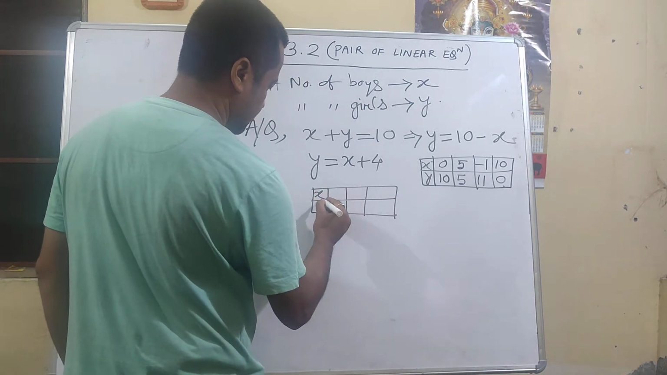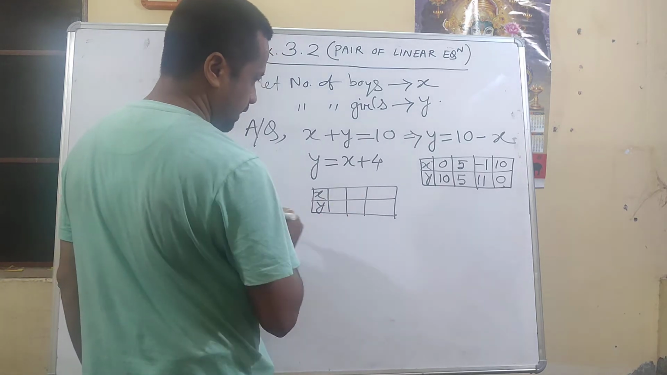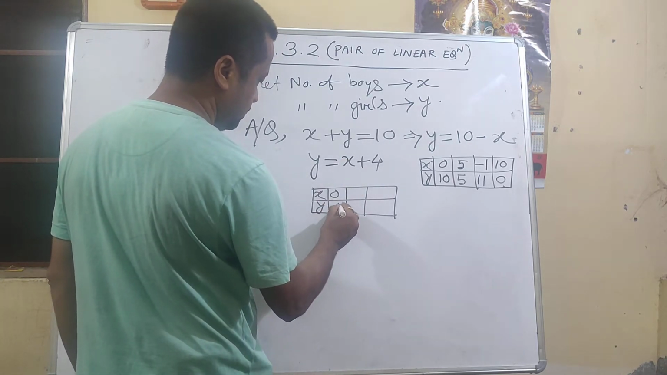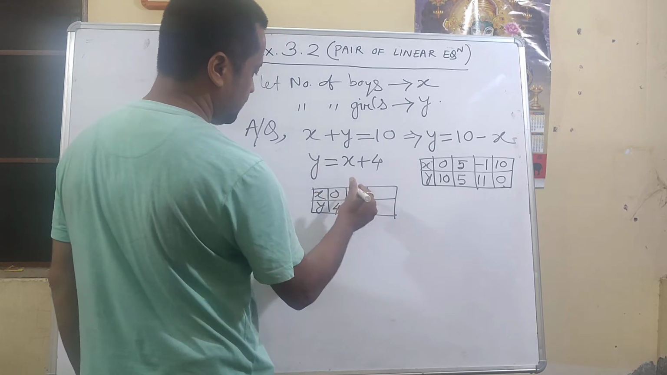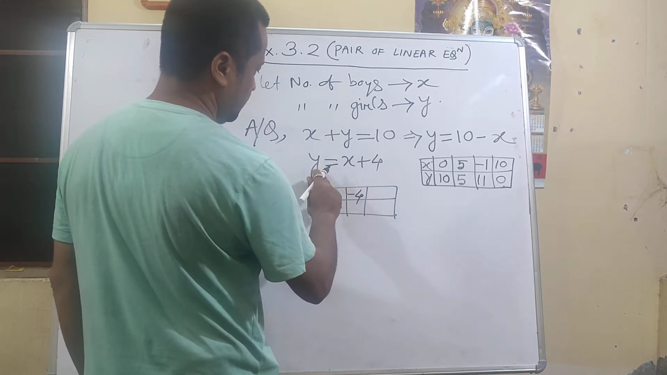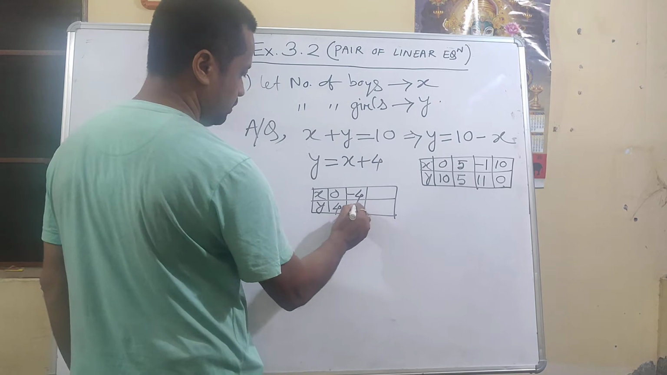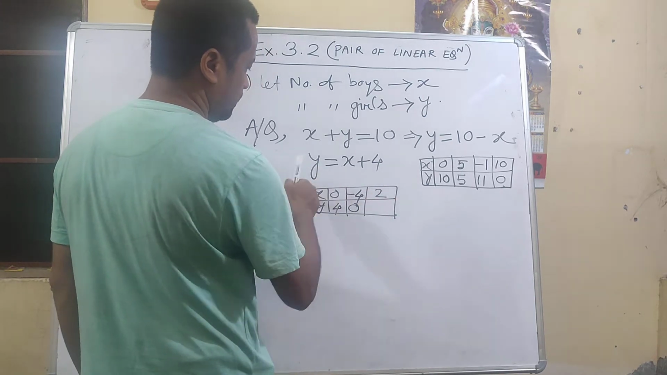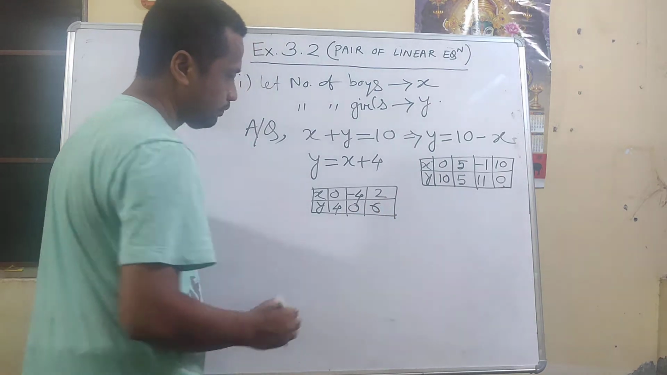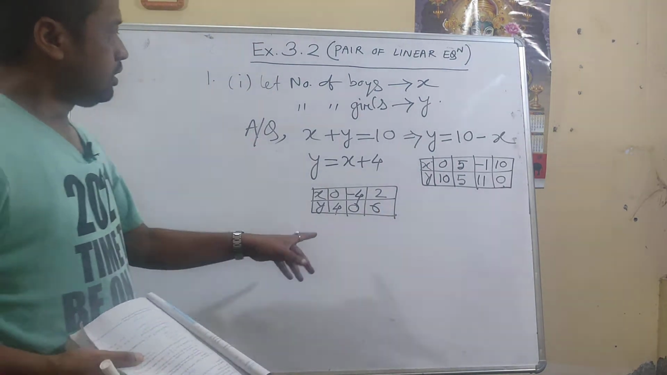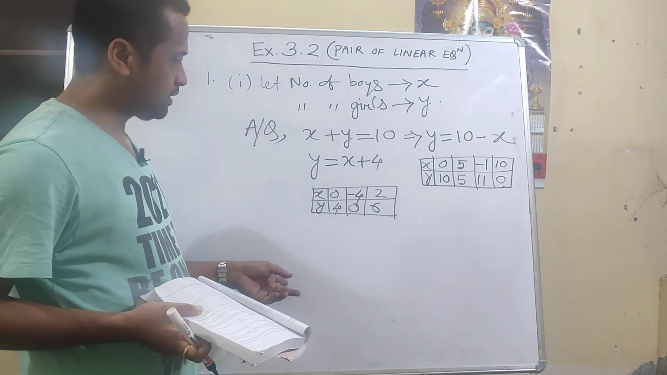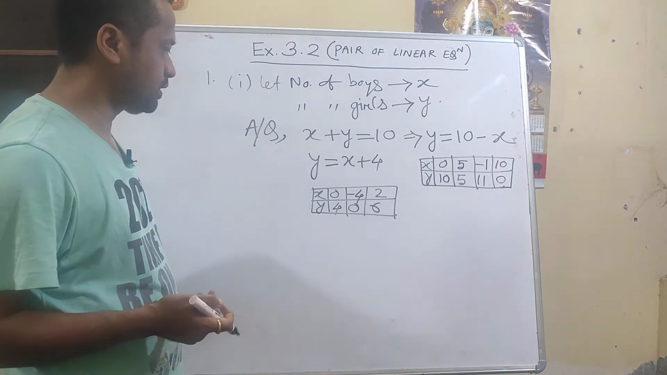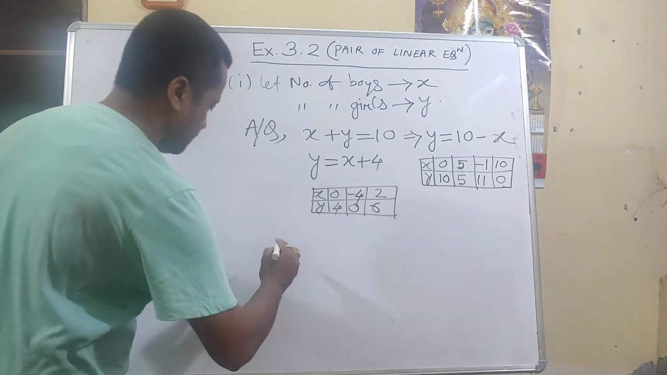It is x, it is y. If x is equal to 0, then y is equal to 0 plus 4, that is 4. If x is equal to minus 4, then y is equal to minus 4 plus 4, that is 0. If x is equal to 2, then y is equal to 6. So for the graphical solution, we have to make these two tables from the linear equations.